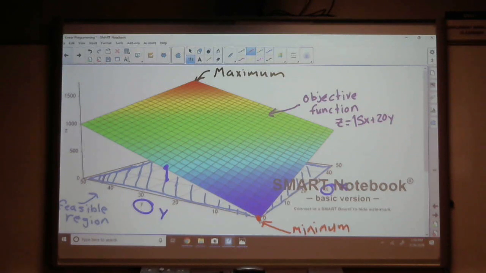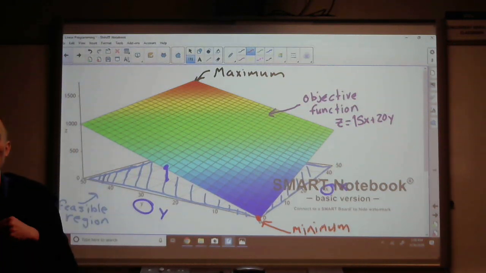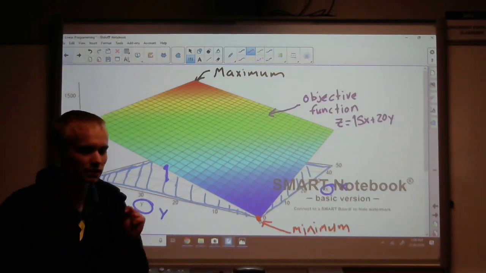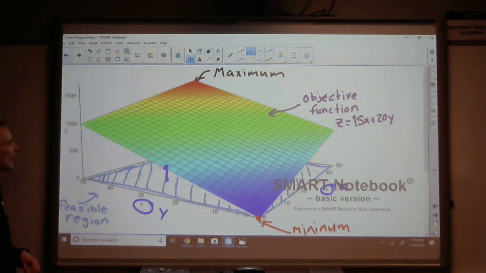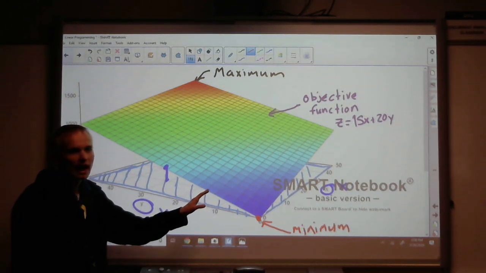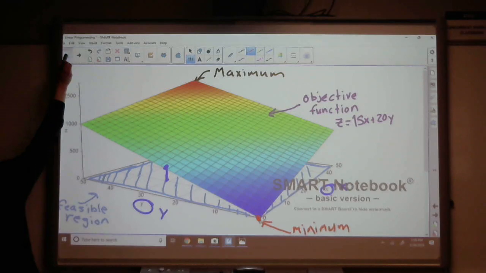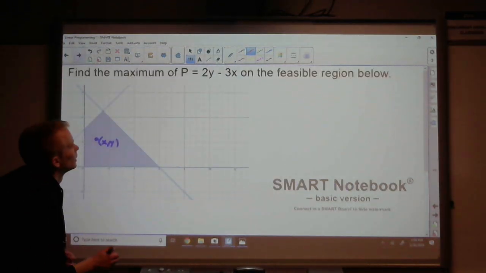Now for linear things that you're dealing with, in other words, things where you just have x's and y's without exponents on them, without square roots, just x's and y's times numbers and added together, if you have linear things, the max and min are actually going to happen at vertices of the feasible region.